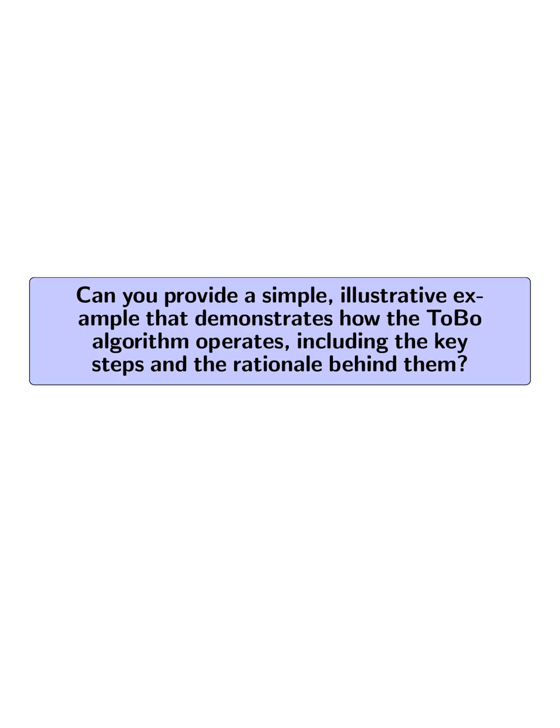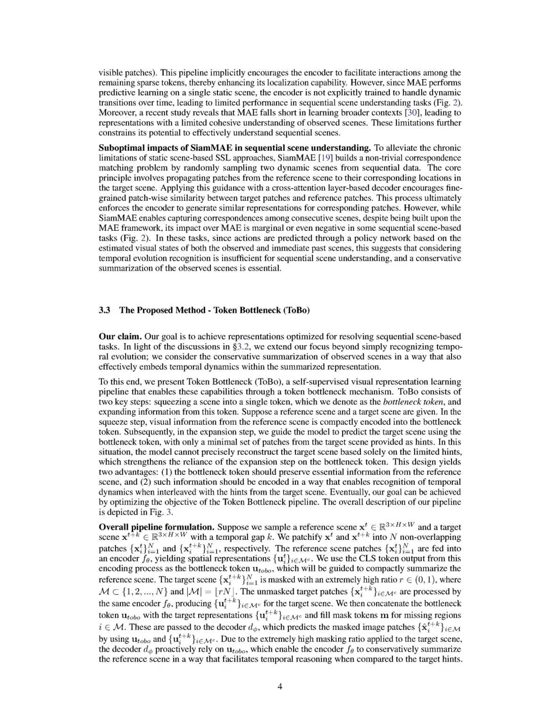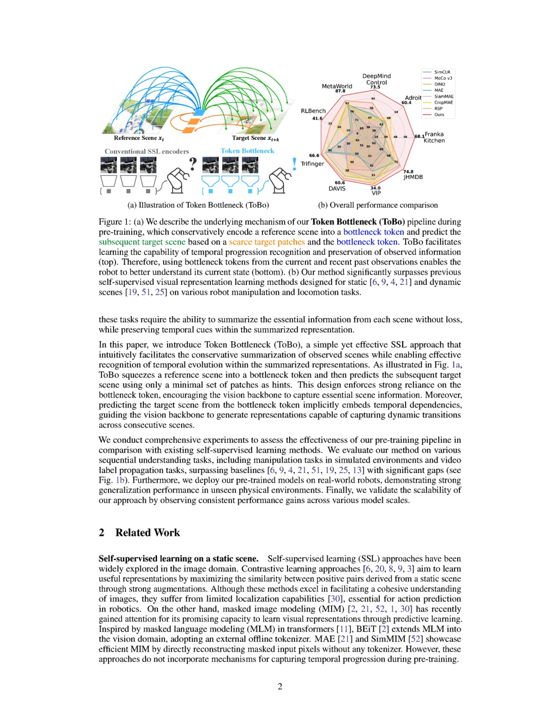Can you provide a simple, illustrative example that demonstrates how the ToBo algorithm operates, including the key steps and the rationale behind them? The token bottleneck, ToBo algorithm operates through a two-step process, squeezing and expanding. In the squeezing step, a reference scene is compactly encoded into a bottleneck token, which captures essential information from the scene. For example, if the reference scene depicts a robot in a kitchen, the bottleneck token would summarize critical visual elements like the robot's position and the objects around it.